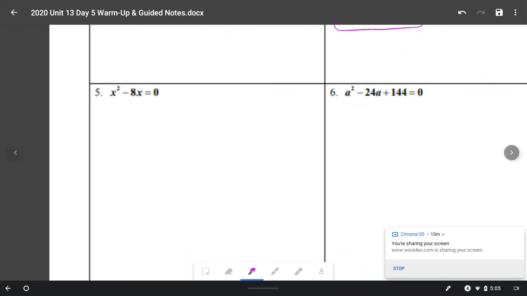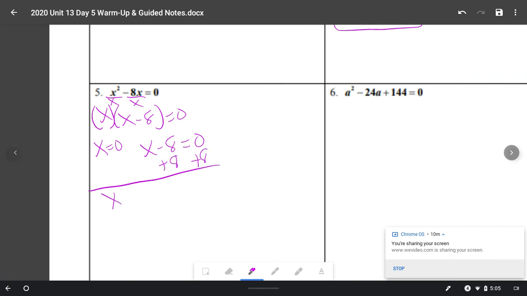All right, welcome back. If you would have factored this, you could have pulled out a GCF, pulling out an x from both terms. And then from there, if you set both equations equal to 0 and solved, you would have got x equals 0 and x minus 8 equals 0. So then we have to add 8, and we get x equals 0 and x equals 8. And those would be my two answers, just like the last one.